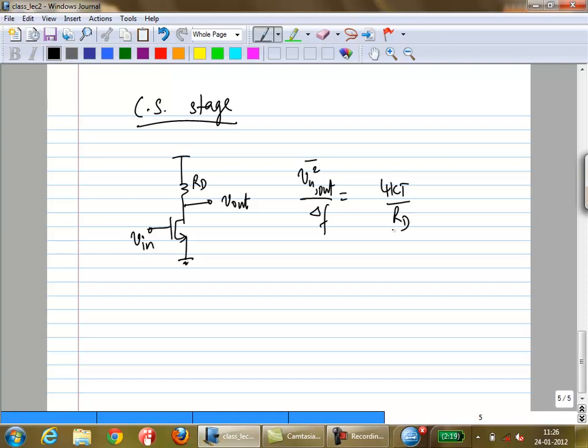So from this resistor, you have 4kT over RD, that is one noise current, correct? Plus flicker noise, okay, plus this is the sum of the noise currents, powers, right? So you have to multiply it with RD squared. Okay?